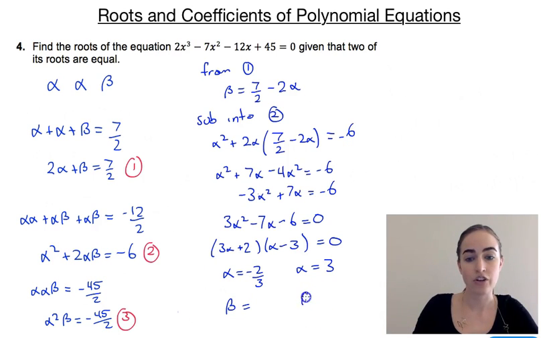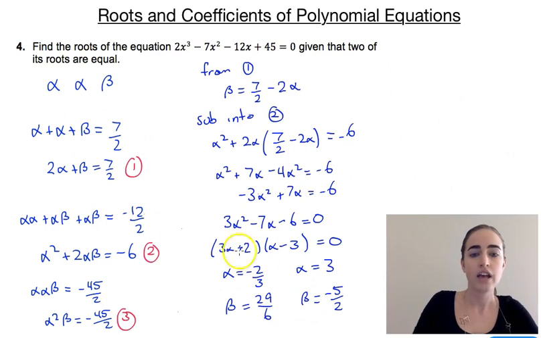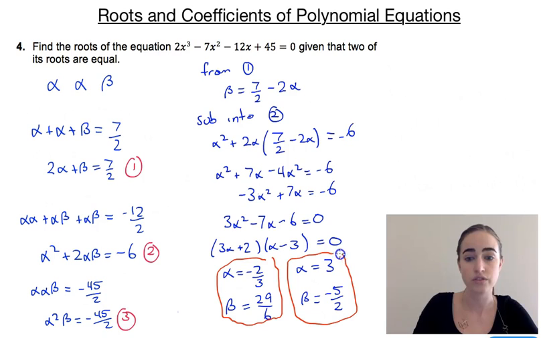Now we need to find the corresponding values for beta. So we're going to sub this back into this equation up here, and that would give us beta of 29 over 6 for this one. And if we sub alpha equals 3 into here, we'd end up with beta equals minus 5 over 2. So at the moment, it's looking like we have 2 possible solutions, 2 possible values for alpha and beta. But we only know so far that they satisfy equations 1 and 2. We have to be careful that they also satisfy equation 3.